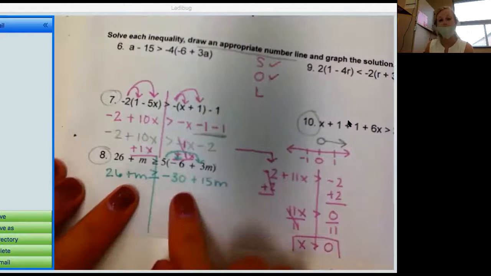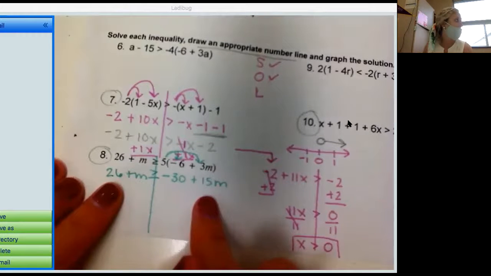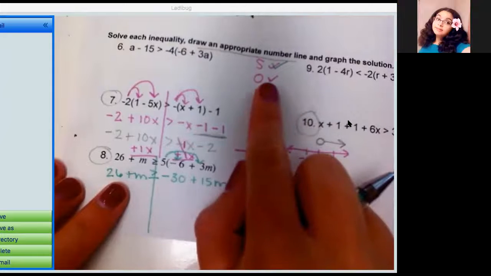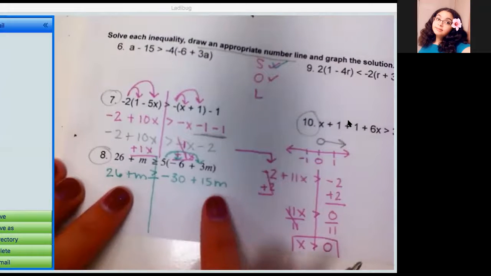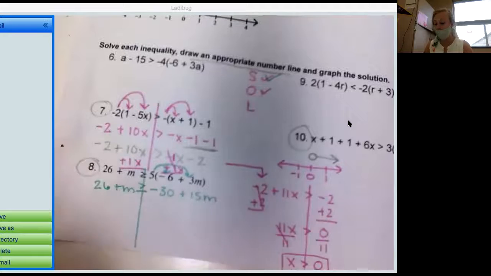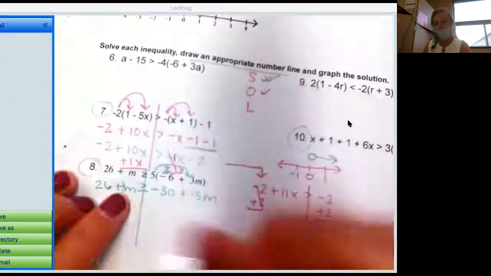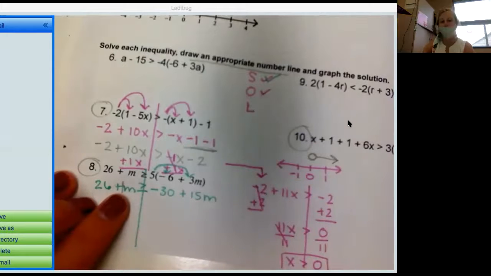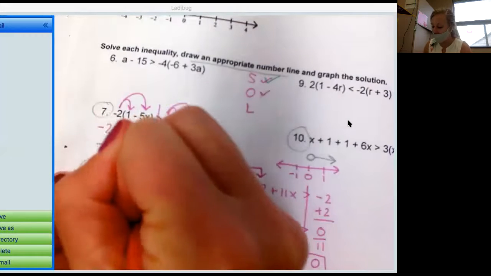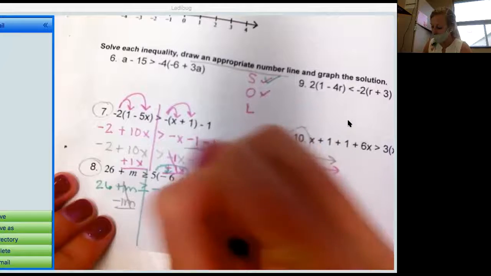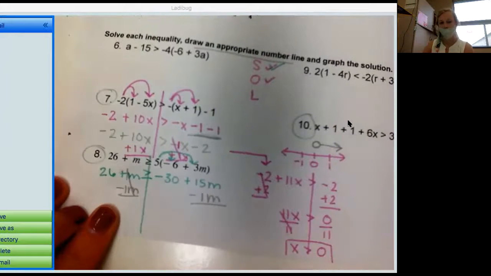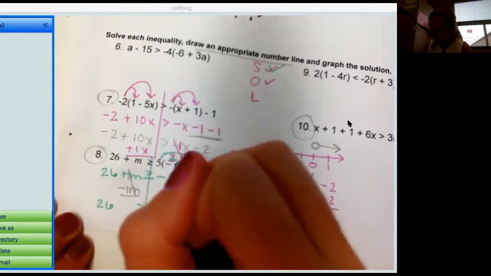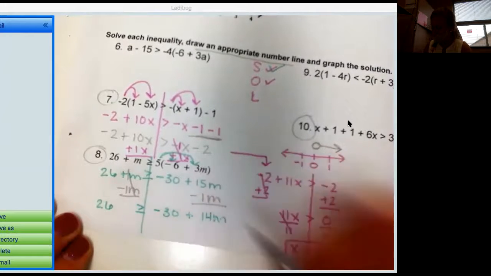So from here, what do I do next? Can I simplify anything else? No, so we're done with the S. What do I do now? One side. What are we trying to get on one side? The variable. M's. So look, is it easier to move 1M, because that's an understood 1, right? Or 15? Which one's easier to move? The 1, because it's smaller. Very good. So I'm going to subtract 1M over here. So now we've got 26 greater than or equal to -30 plus 14M.